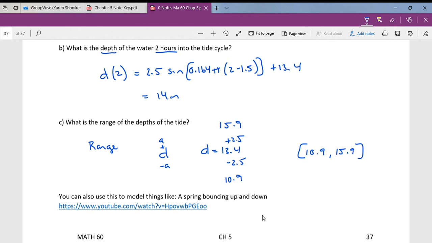If you want to look at this YouTube link at the bottom, it can show you things like a spring bouncing up and down and how they've modeled using that.